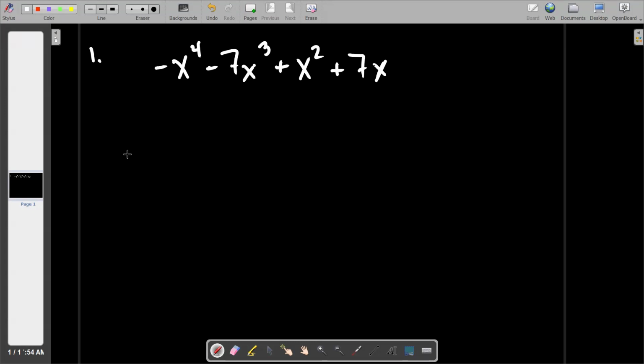So I'm going to pull out a negative because it starts with a negative, and I'm also going to pull out an X because everybody has an X to offer. That is critical, step one. And then what's going to be left behind is positive X to the third, positive 7X squared, negative X, and negative 7.